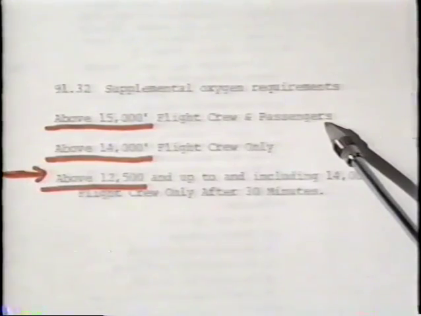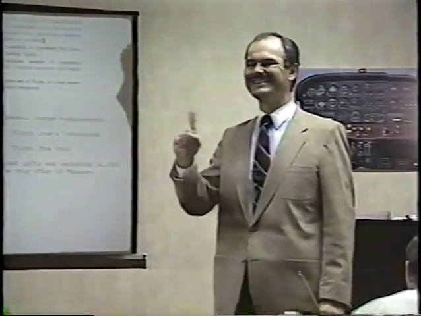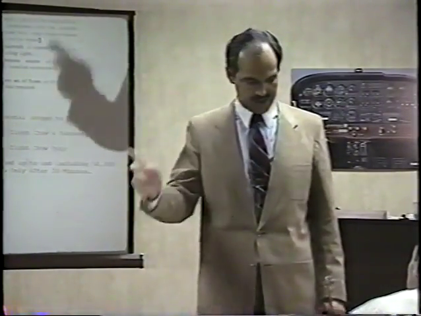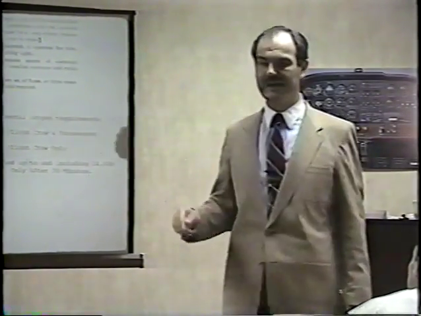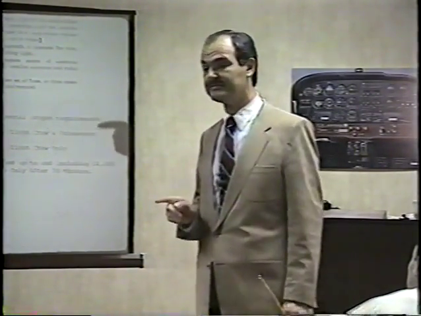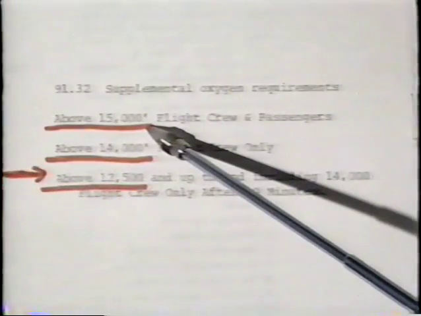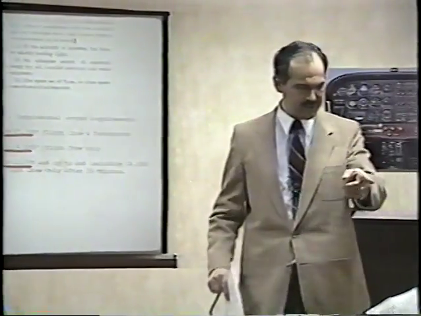So tell me this, class. What's the highest altitude you could fly for 5 hours, or 6 hours, or 10 hours, or all day for that matter, and not give any oxygen to your passengers? 15,000. You could fly at 15,000. See, passengers, they don't get oxygen until you get above 15,000. You don't have to give any oxygen to your passengers.